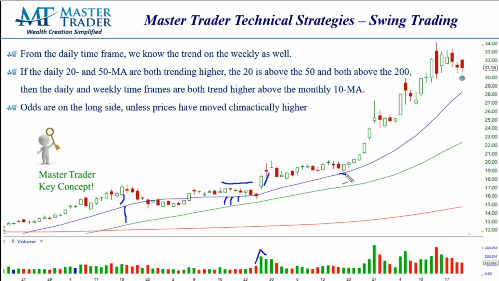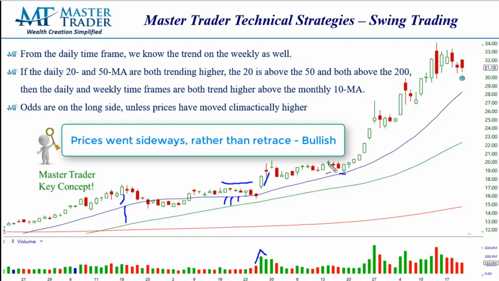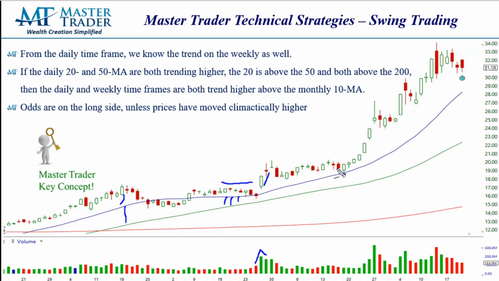That in and of itself is going to tell us to pay attention. Now, of course, we're paying attention along the way, but our highest probability setups or situations are going to be when prices become relatively close to the 20 MA after a momentum move higher. Sometimes prices will retrace lower to the 20 MA, but when they go sideways, it's even more bullish because they didn't pull back. This is the concept of creating support by going sideways after creating a void.